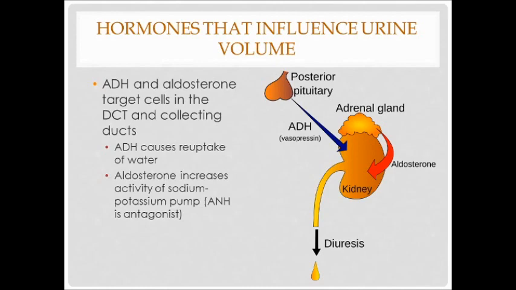Aldosterone is going to increase the activity of the sodium-potassium pump. So remember that aldosterone is responsible for sodium homeostasis, maintaining the correct level of sodium in our bodies. ANH is a hormone secreted by the heart, and it actually acts as an antagonist for aldosterone. And through this process, it will also help to get rid of more water. It actually acts as an antagonist to ADH as well.